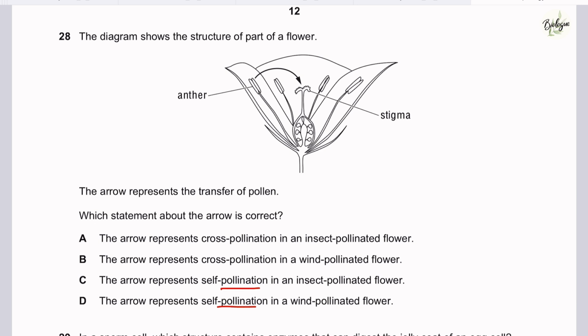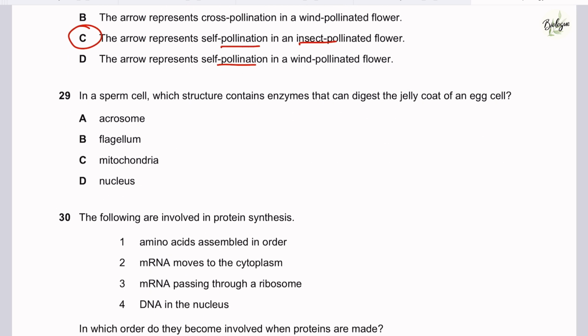Wind-pollinated flowers, as far as I remember, do not have these specific structures like the anther. So it should be an insect-pollinated flower, because insect-pollinated flowers will have scent production, as well as production of certain substances like honey, in order to attract the insects for pollination to occur. So the answer is C for question 28.